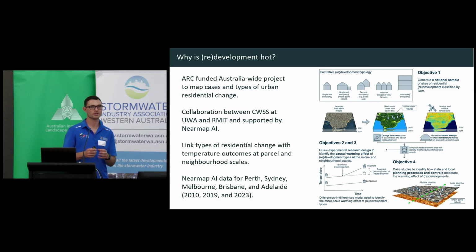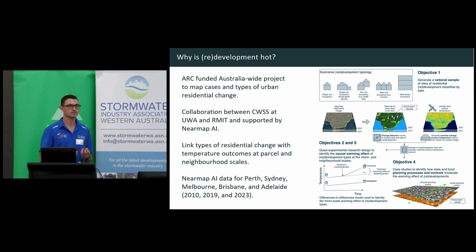The first objective is to take all the residential parcels in those 5 cities, and then for multiple time points to go into a lot of detail and map out what's actually going on in each parcel and to identify the type of residential use in that parcel. And then doing that for multiple time points, we can identify where there have been cases of residential change.